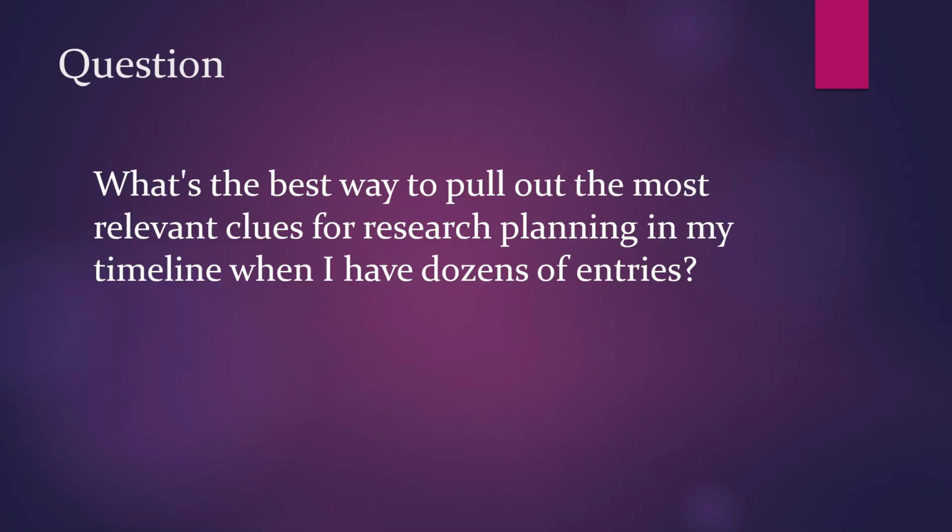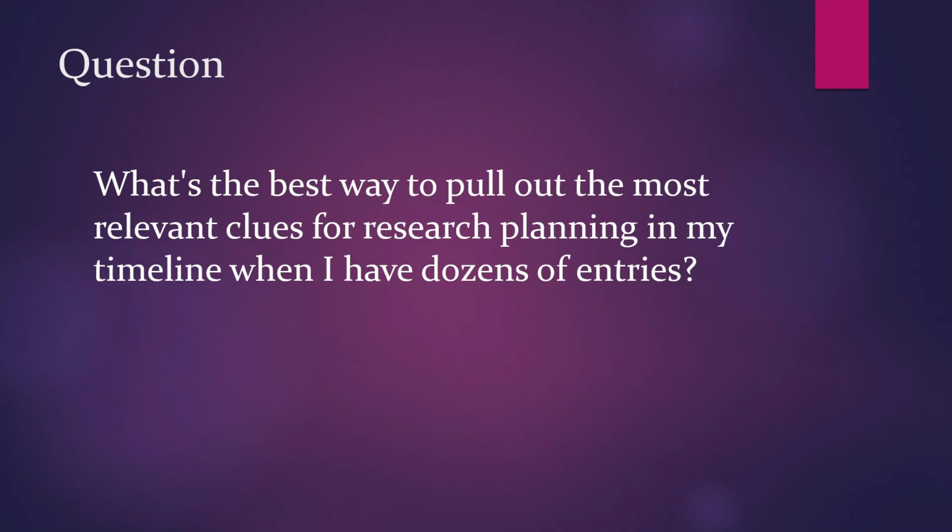So the question that brought this up is: what is the best way to pull out the most relevant clues for research planning in my Airtable timeline when I have dozens of entries? In the Research Like a Pro process, you gather all the known information into a chronological timeline, and then that helps you as you're research planning.